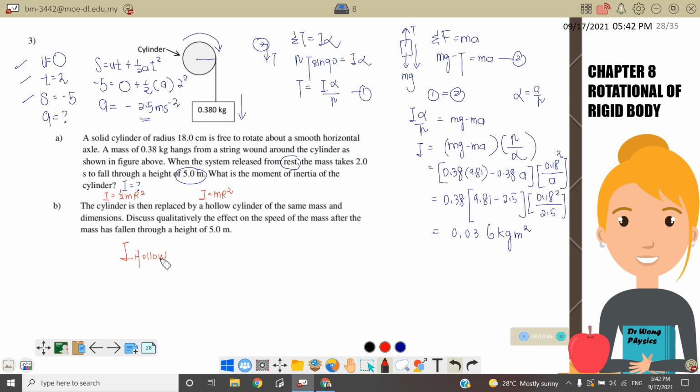The moment of inertia of the hollow cylinder is greater than the moment of inertia of the cylinder. Since the moment of inertia of the hollow cylinder is greater, therefore the angular acceleration for the hollow cylinder is smaller than for the cylinder. If you compare torque equals I alpha, the moment of inertia for the hollow is greater, meaning that the angular acceleration will be smaller. Therefore, the acceleration of the mass is smaller and it will take a longer time to fall through the same distance.